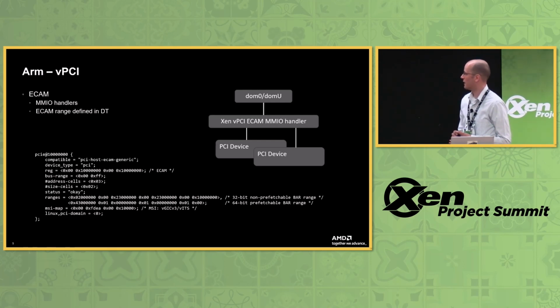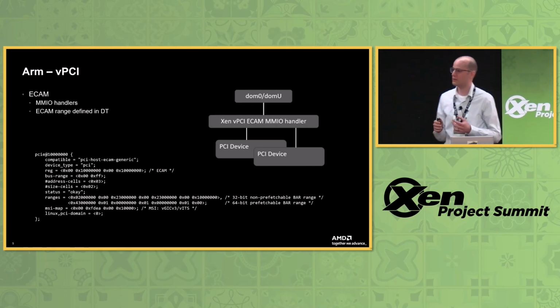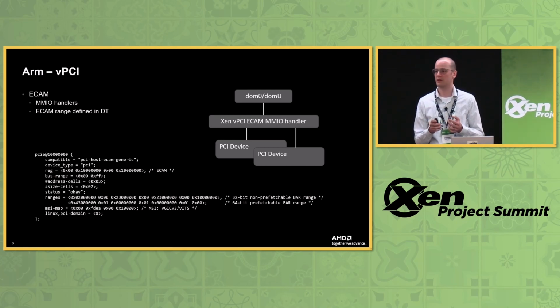Right here in the device tree, we have the range of memory that is used for ECAM access, for PCI config space access. And additionally, we have spelled out right here in the device tree the memory ranges that are valid for programming your bars, your PCI memory accesses.